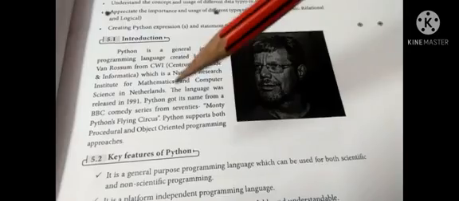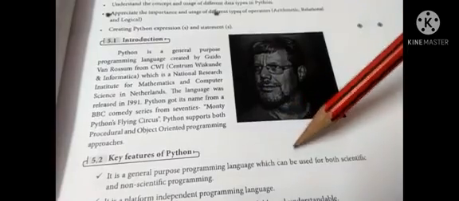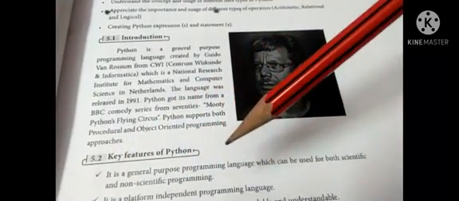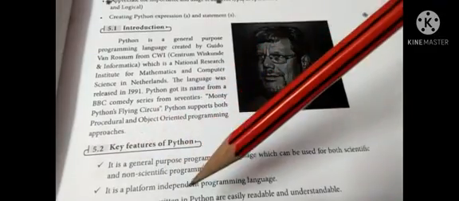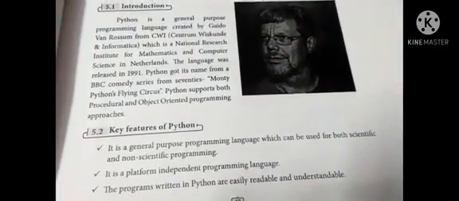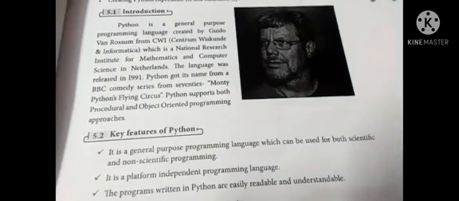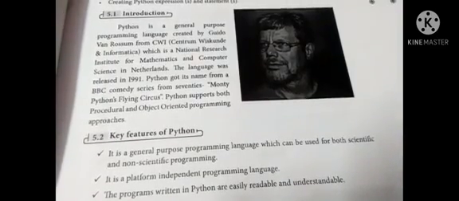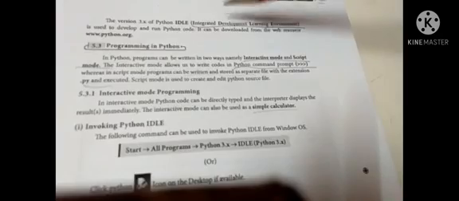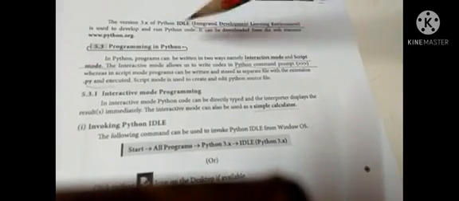Key features of Python: it is a general purpose programming language which can be used for both scientific and non-scientific programming. It is a platform independent programming language. Programs written in Python are easily readable and understandable. Version 3.x of Python comes with IDLE. IDLE means Integrated Development Learning Environment. It is used to develop and run Python code.